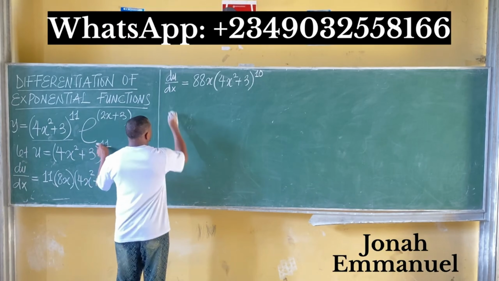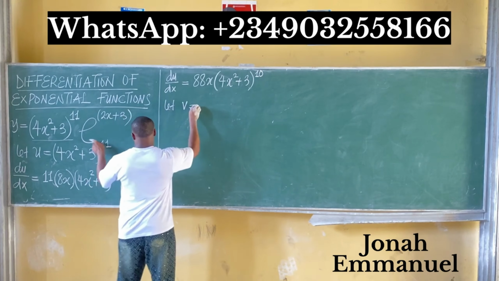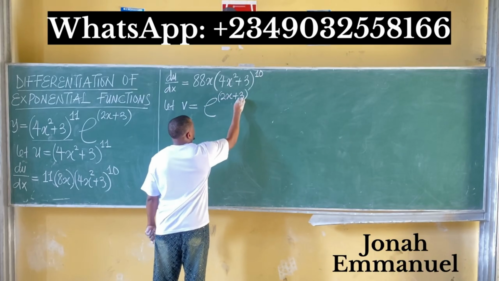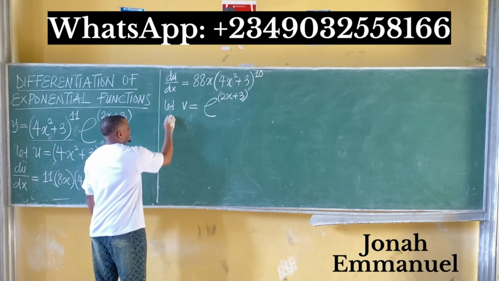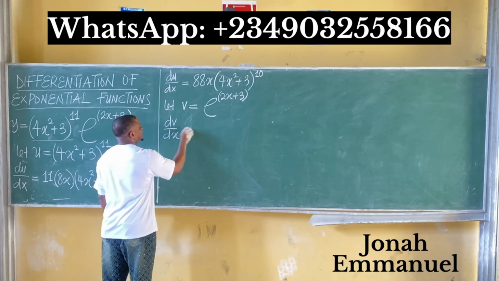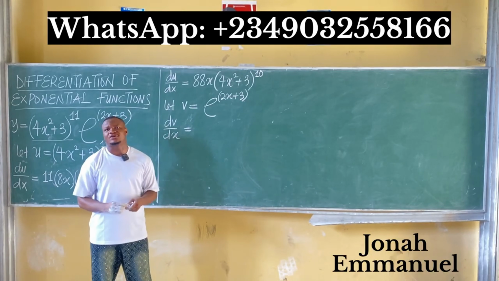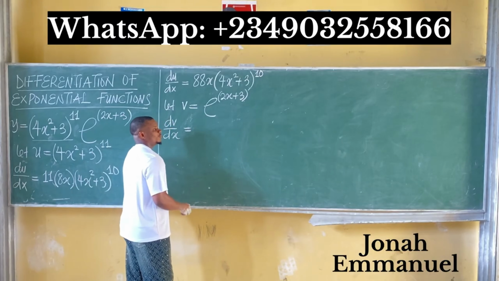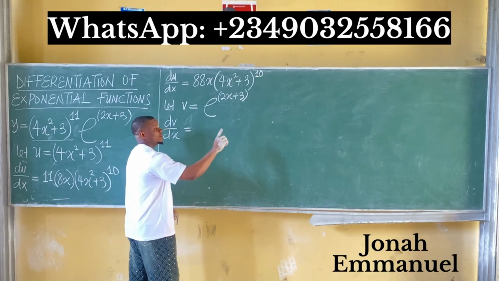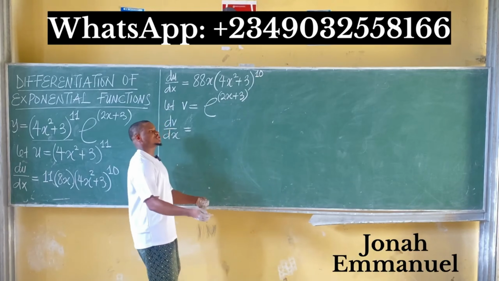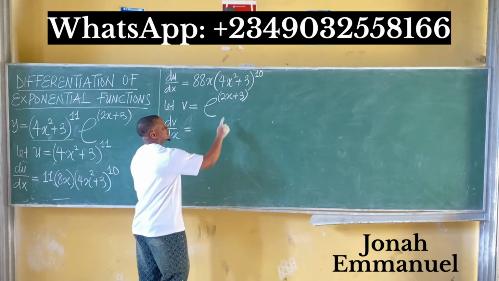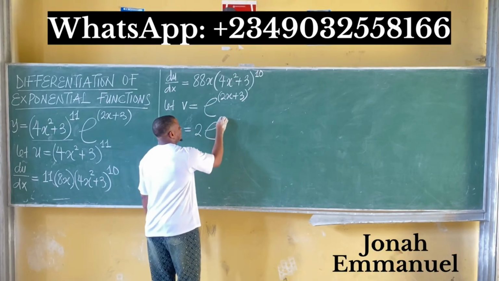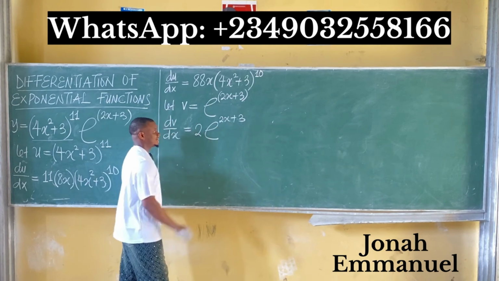What's next there? Let v be equal to what there? Exponential 2x plus 3. What do you do next? I'm supposed to get dv dx, but this is an exponential differentiation, and luckily we know the shortcut. The shortcut is to repeat the term and differentiate the power. Differentiate 2x plus 3. What do you get there? 2. Repeat the question. Exponential 2x plus 3. So I have this.